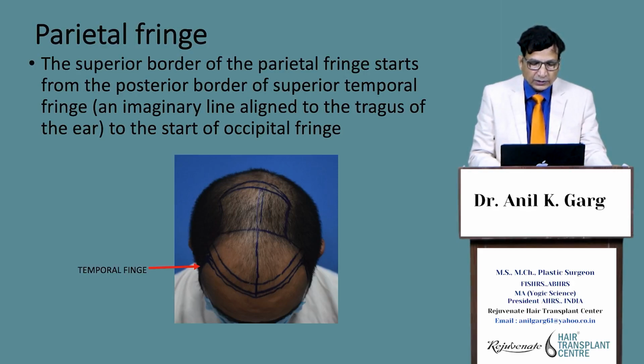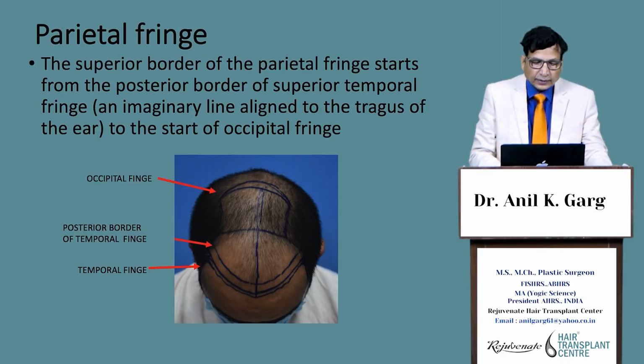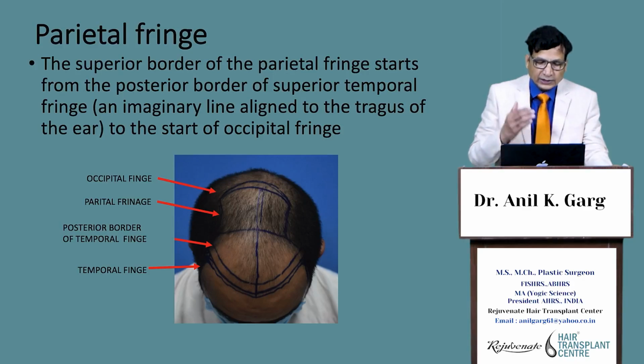The superior border of the parietal fringe starts from the posterior border of the superior temporal fringe. This is the temporal fringe, this is the posterior border of the temporal fringe, and an imaginary line aligned to the tragus of the ear, which we explained before, goes up to the occipital fringe. So basically the parietal fringe starts from the superior temporal fringe to the occipital fringe.